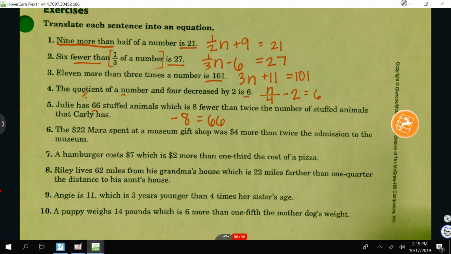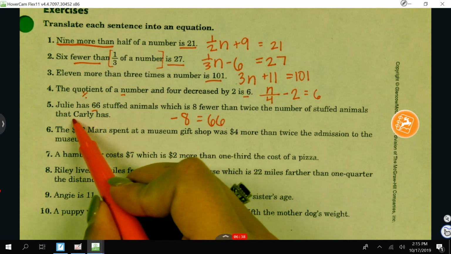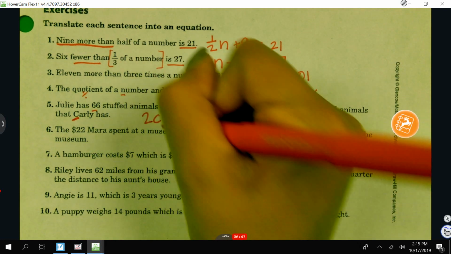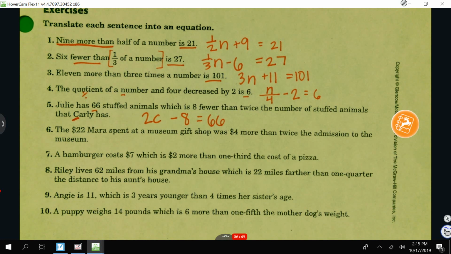And then 2 times whatever number Carly has. I'm going to use C since we're talking about Carly. So I'm just going to say 2C. It doesn't matter what variable. If you use N, that is perfectly fine. Yes. Questions on that?